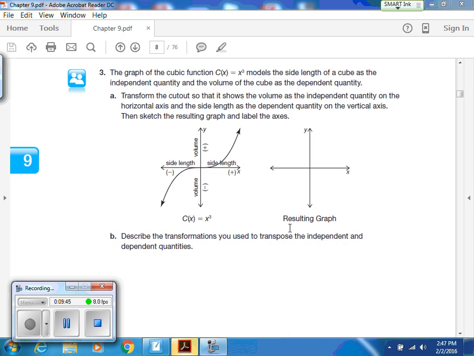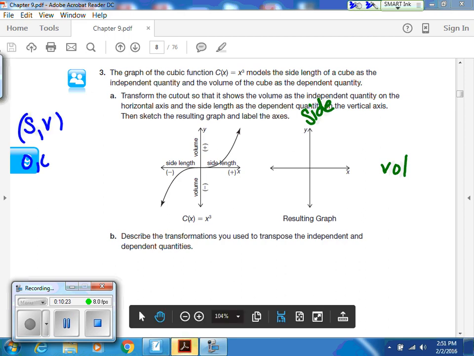Alright, so we've got a cubic function. So find the cubic function there. It is right here, this one right here. Find your points just like we just did. And I want you to graph the inverse on your own, okay? I want you to find some points, side length, volume, and I want you to graph volume, side length.